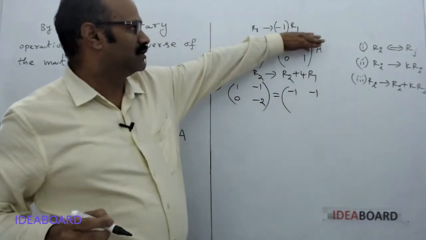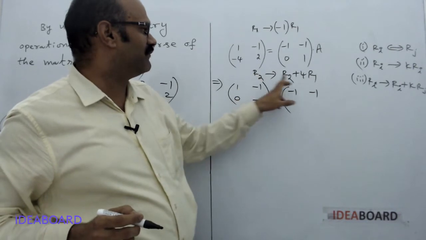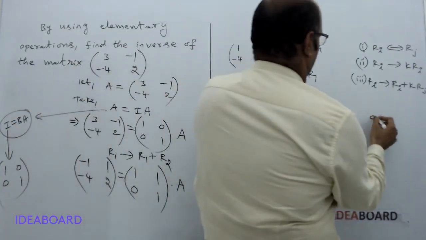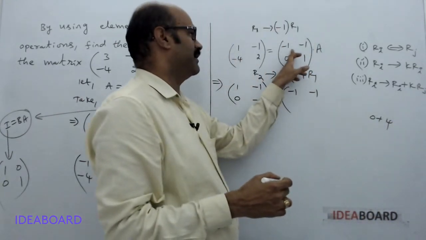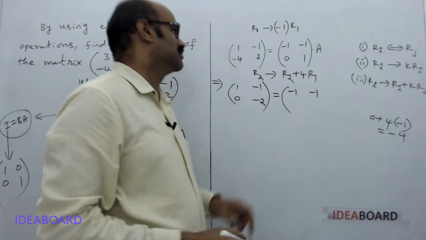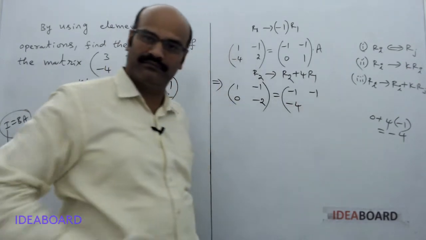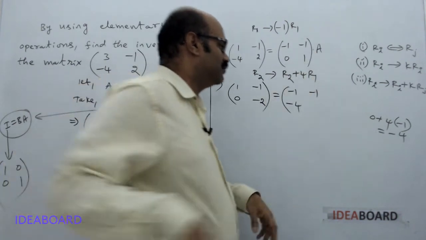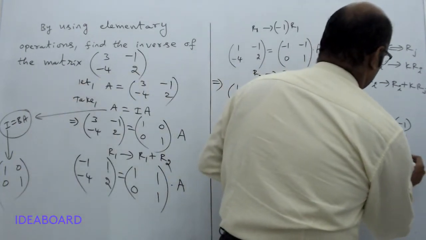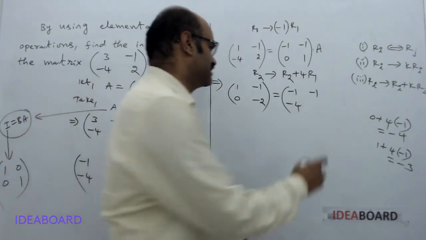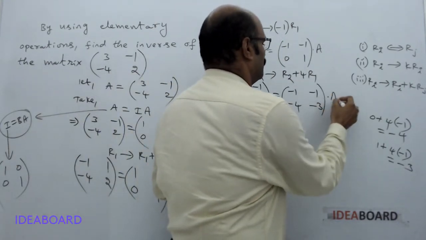R1 no change. Now we have to change only for R2. So 0 plus 4 into minus 1 equal to minus 4. So we have to write minus 4 here. Next, 1 plus 4 into minus 1 equal to minus 3. So we should write minus 3 here into A.